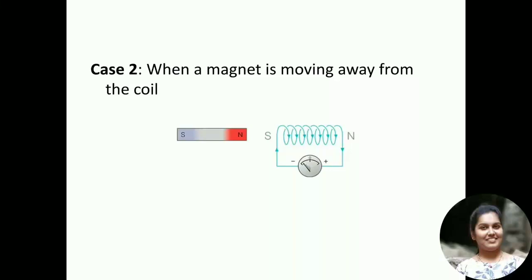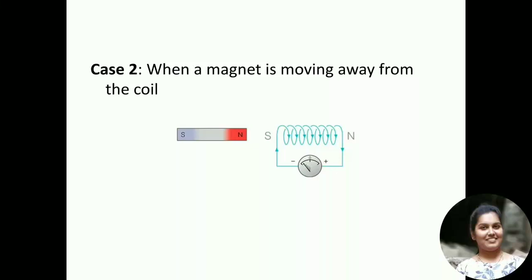So that's why we can see in the diagram there is a meter. In that meter, the positive sign is on the left side and negative is on the right side. That is showing that the current flow is in the anti-clockwise direction, that is from the right hand side to the left hand side. We see the direction of movement of the pointer in the meter. And the second case is when the magnet is moving away from the coil. In case 1, the magnet was moving towards the coil. Now we will see what happens if the magnet is moving away from the coil.